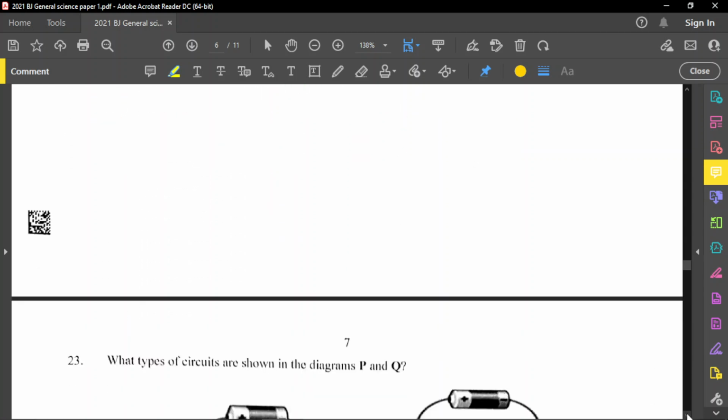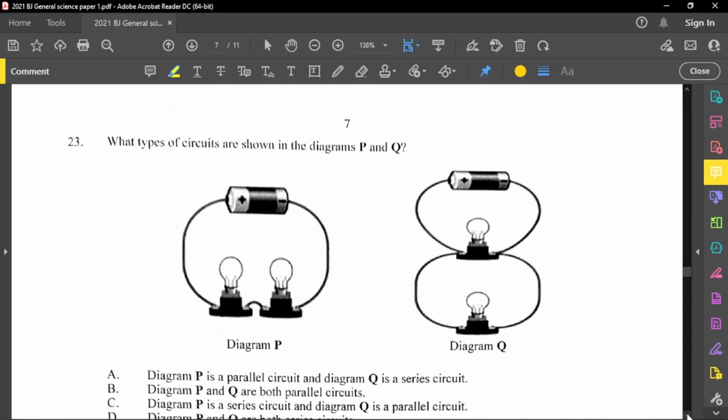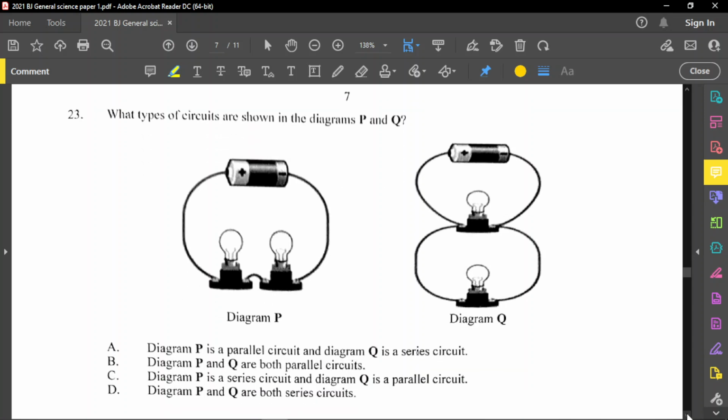Next question here. It said, what type of circuits are shown in the diagram P and Q? And so in diagram 1, let me just do my highlight here. Current can flow through this side all the way through the next bulb and go all the way back to the battery. So that's one path for current to flow. However, for this one, current could flow this way, all right, from the battery into the bulb and back around like that, or it could go another way.